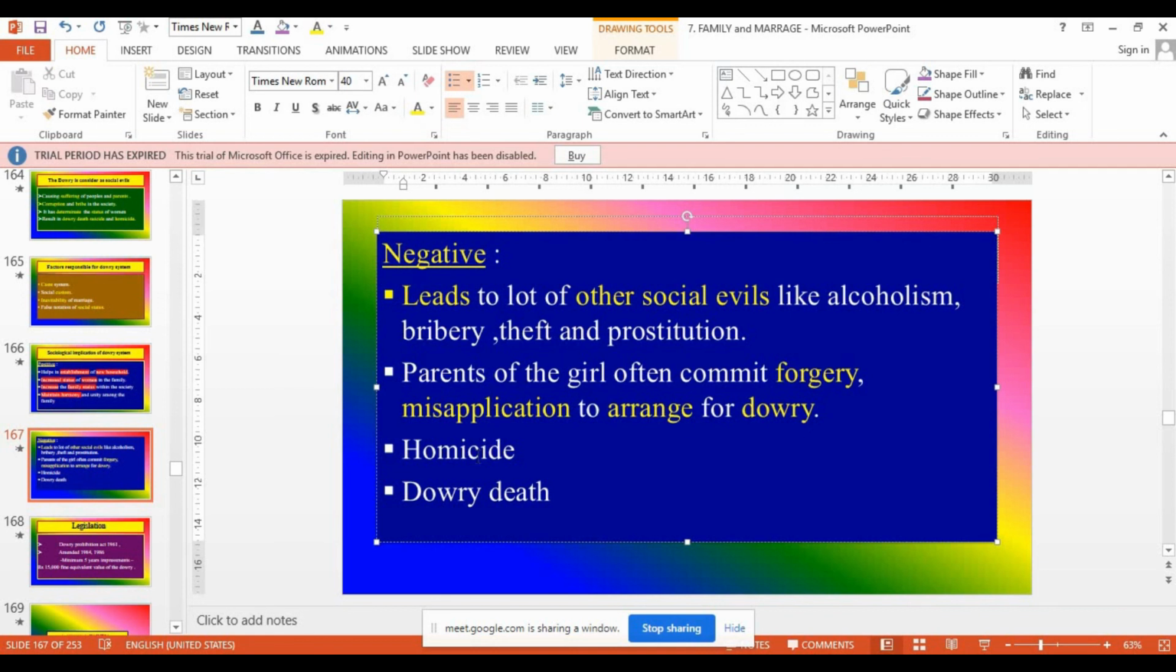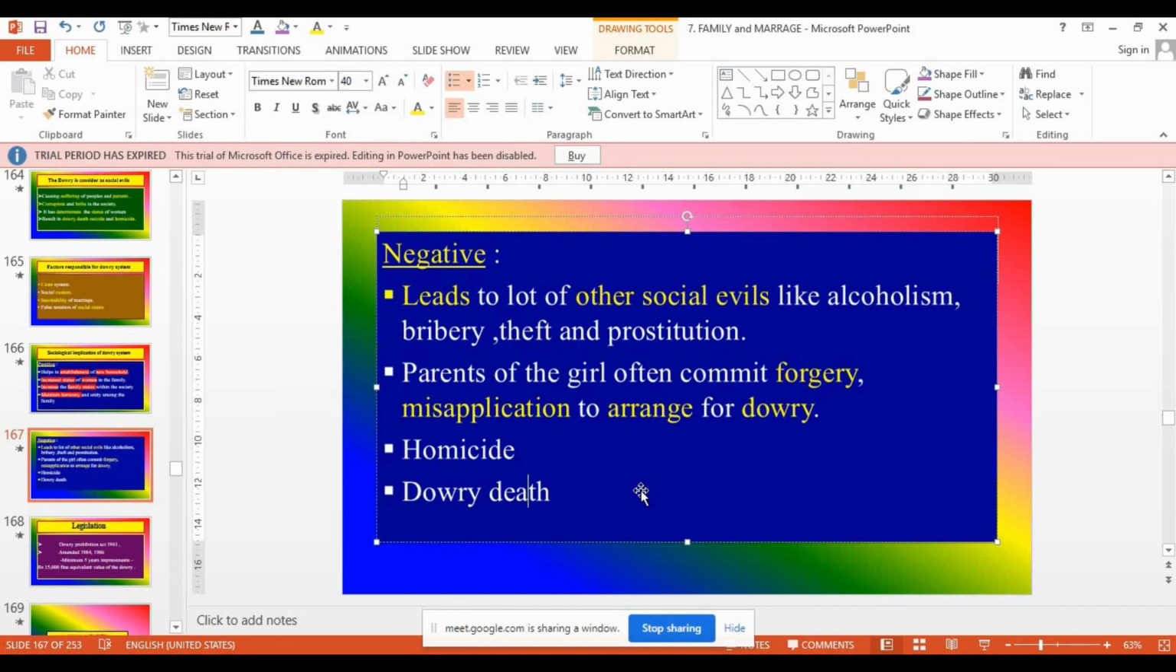Then homicide. After the marriage, for example, if more dowry is asked or the dowry agreed at the time of marriage is not given, the husband's family may harass the new bride with economic, physical, maybe sexual abuse, and it ends with homicide, killed by the husband's family members. Then dowry death.